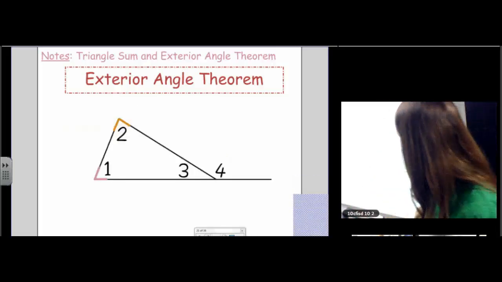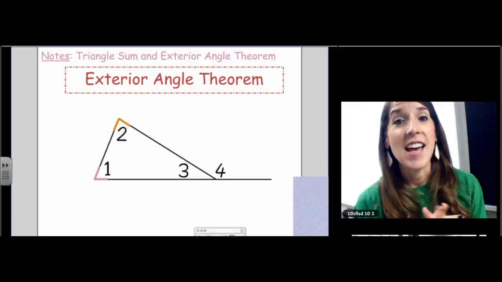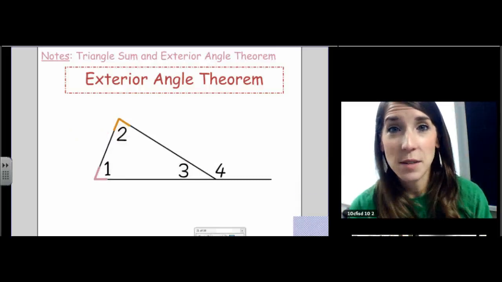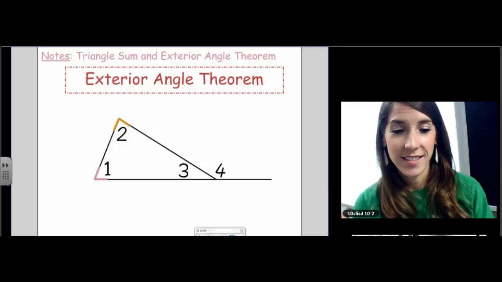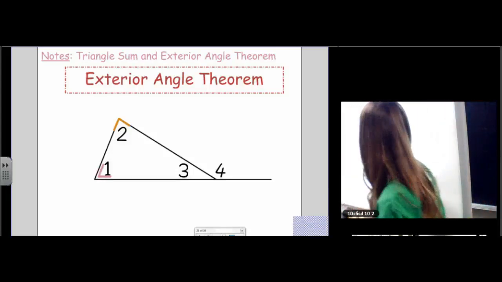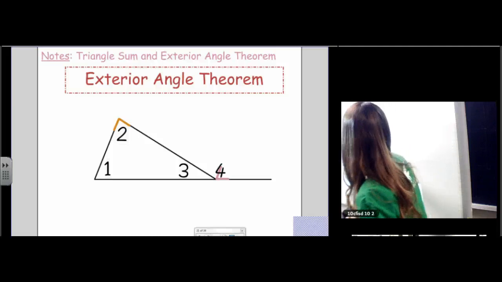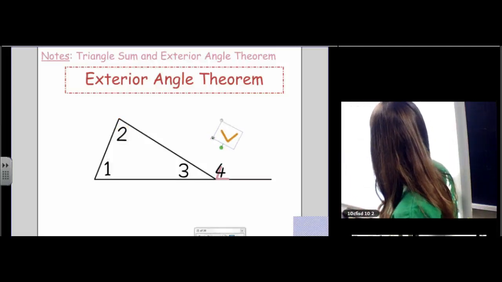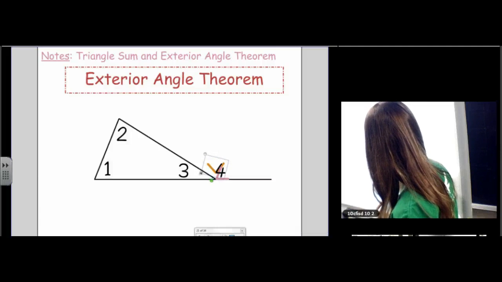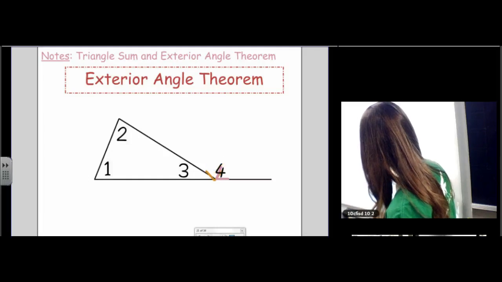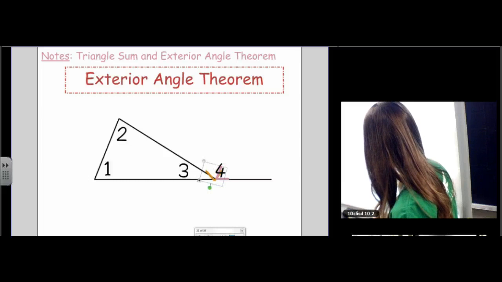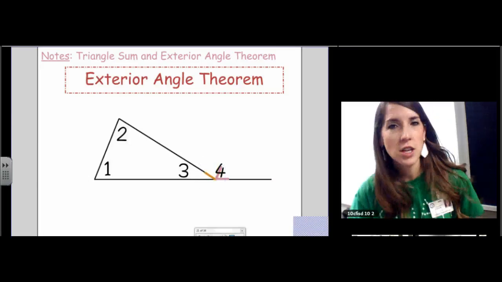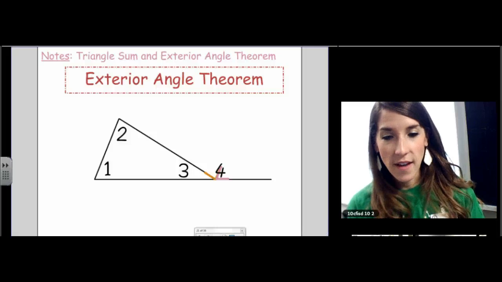Now, there's a theorem that says if you take the two remote interior angles and you add them together, guess what it equals? Angle 1, angle 2. See if I can get this right. A little more twisting, Miss Stanton. There we go. So what's the measure of angle 1 plus the measure of angle 2? It's the measure of angle 4.